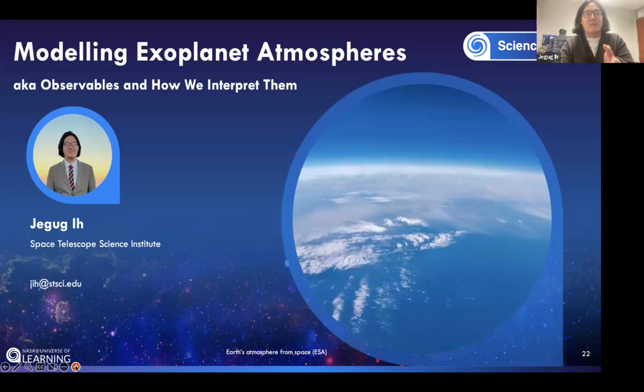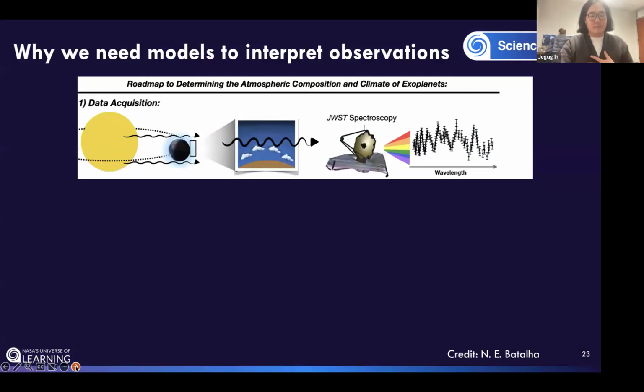So I'll talk about what kind of information is actually encoded in the data that we get and how modeling tries to disentangle the information and extract knowledge from what we're seeing. So to begin with, next slide, please. Why do we need models in the first place? Why can't we just look at something and know what it is? So observing exoplanets is remote sensing in the most extreme sense.